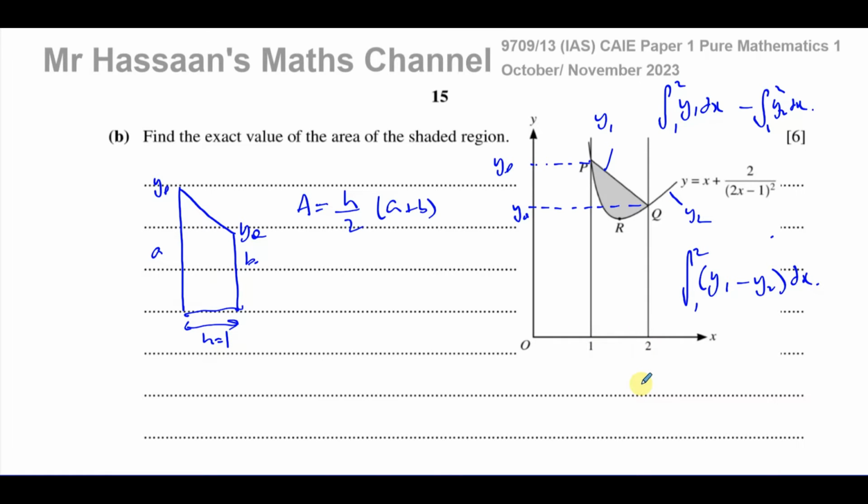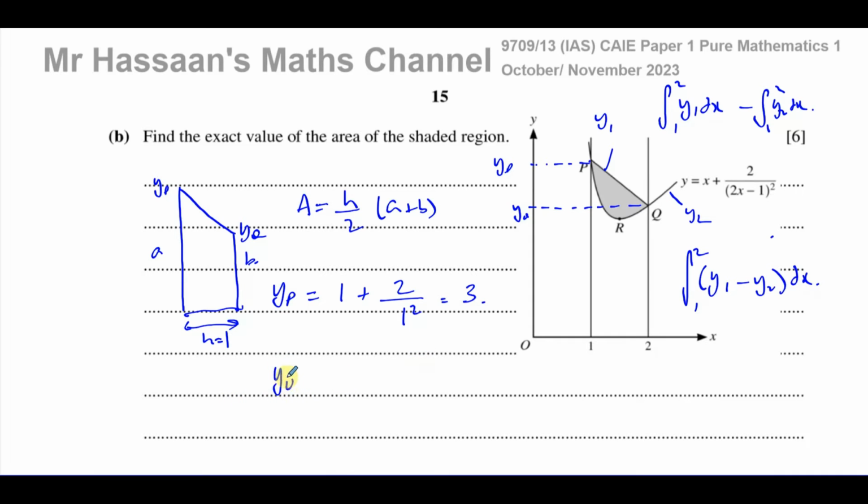All right, so what is the y-coordinate of P? Well, that's given by taking the equation and putting 1 inside it. So you have 1 plus 2 over 2 minus 1, which is 1 squared. That's 1 plus 2, which is 3. Okay, so the y-coordinate of P is 3. That's 2 over, just making sure, 2 minus 1, 1. Yes. Okay, so that's 3.